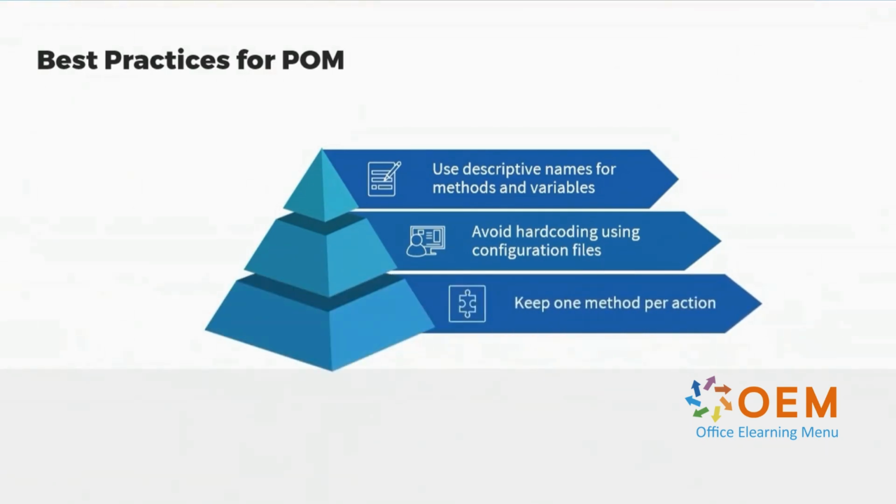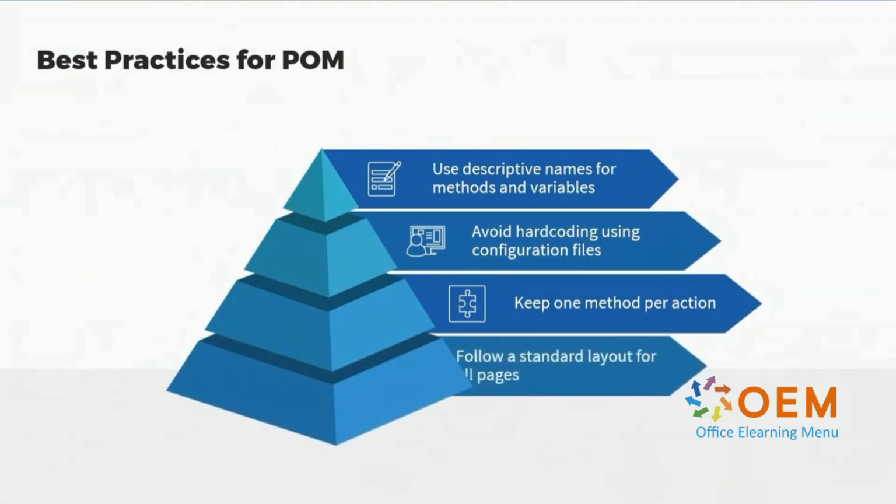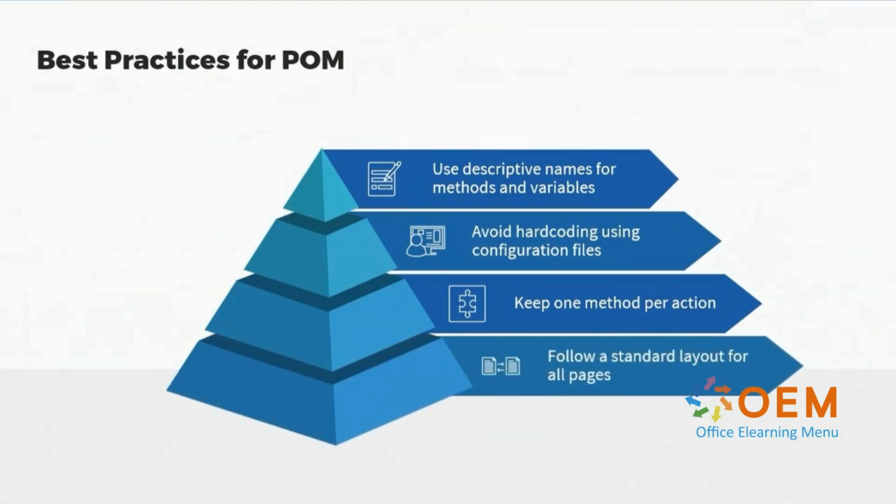Another best practice to use is to keep one method per class. This is a great way to specify the limitation of your methods, which means that each method will have a single responsibility, making the code easy to understand and easy to maintain by our team. Last but not least, we have to follow a standard layout for all our pages, which means we have to implement consistency in the layout of our page classes, which will enable us to maintain the code base and understand the structure of our project across different test cases and test scenarios.